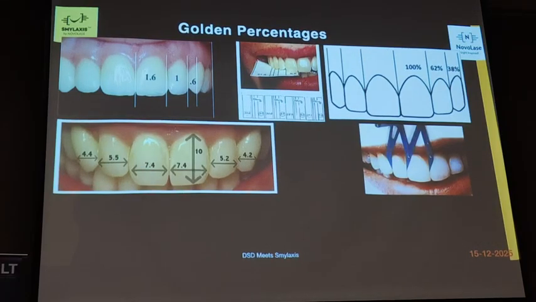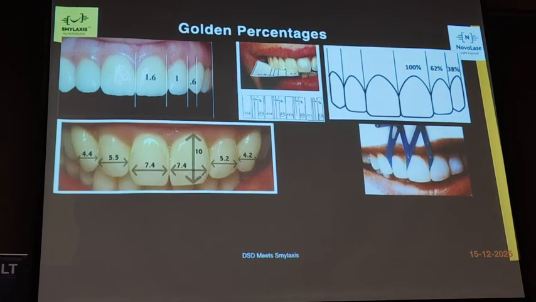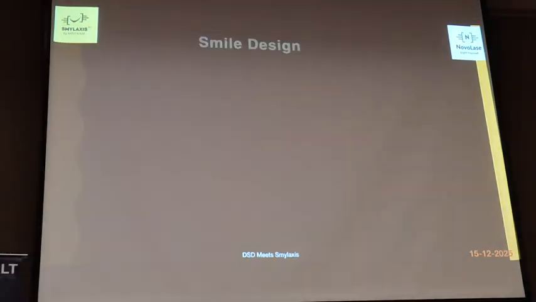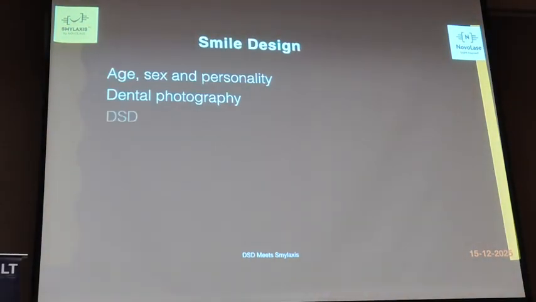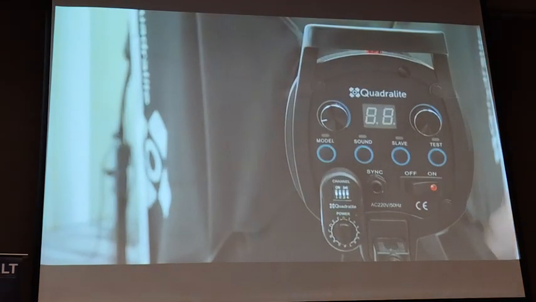Okay. This is the golden proportion, golden percentage. This is the scale we use to proportion the central, lateral, and the canine. Okay, that is golden proportion. And with this, we design the smile, that is age, sex, and the personality, the dental photographs, smile design in soft face, oral health, and the shade selection. Okay. So this is how the normal, the new modern setup looks like.